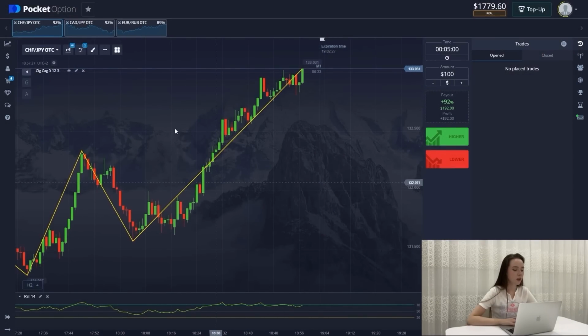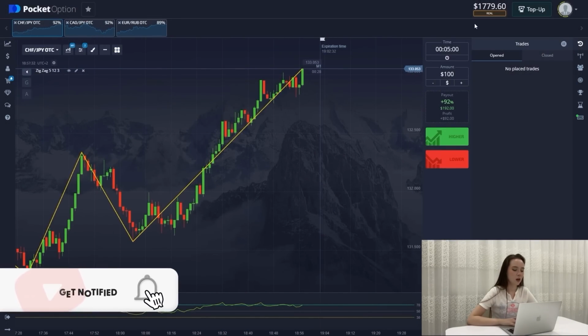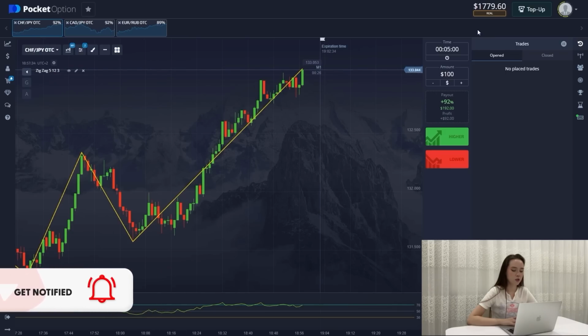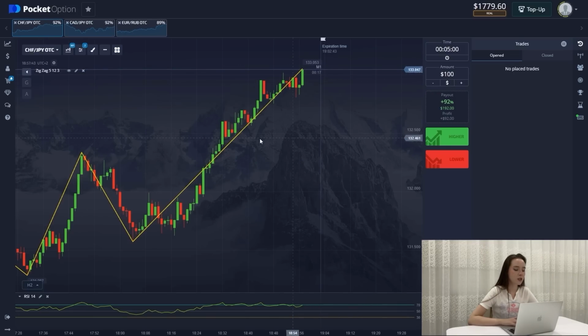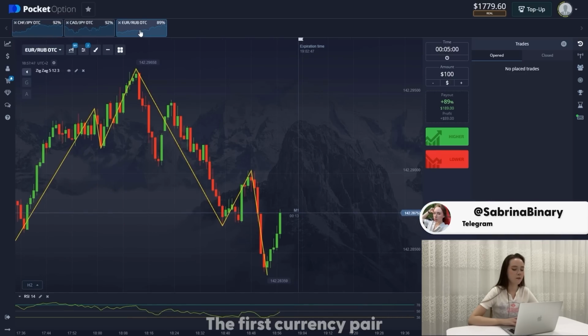So traders, we're already on the site, and today I will use the data of the currency pair. Starting balance for today is $1,779. The time frame for the first trade will be 5 minutes and we'll open a deal for $100. Let's move on to the first currency pair.